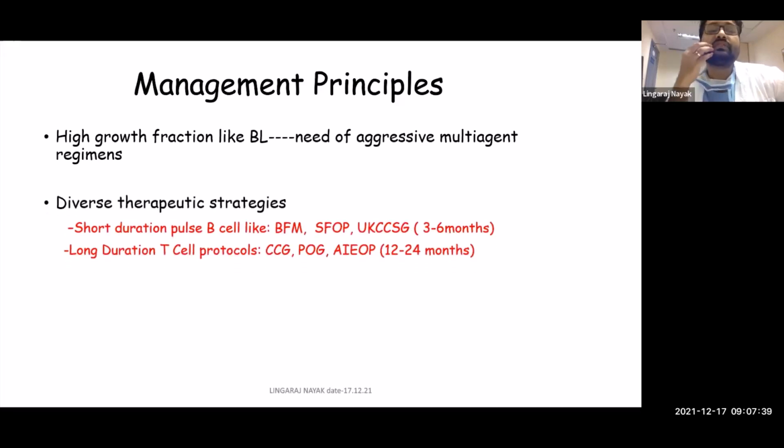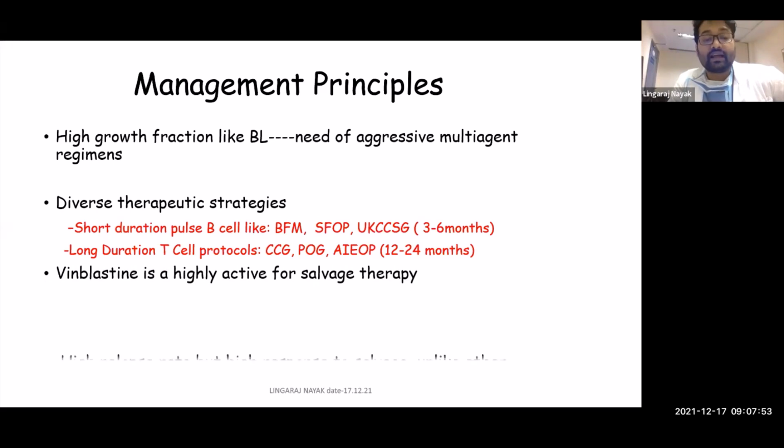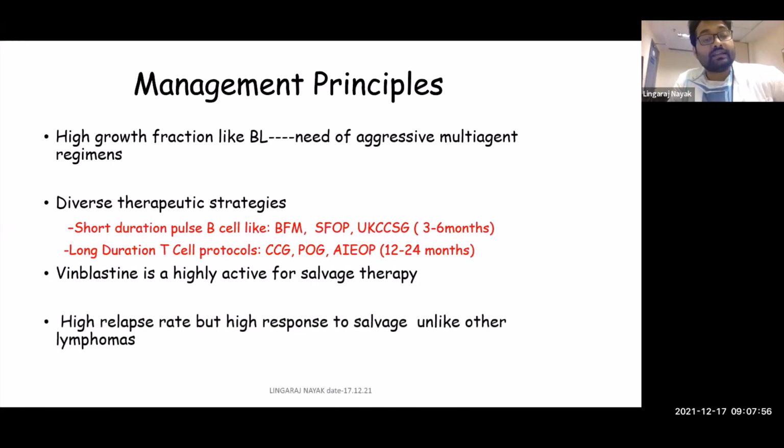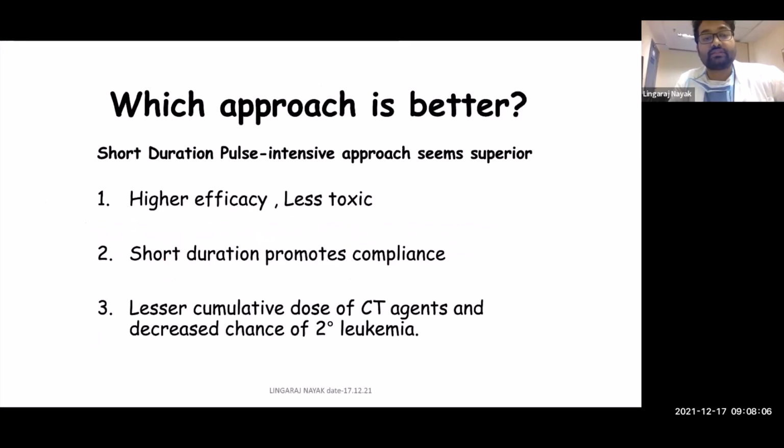So now they have two different therapeutic strategies. One is short duration pulse B-like therapy like the BFM approach, where you treat the patients with a Burkitt kind of regimen. And the second is long duration protocols, the way you treat ALL. Vinblastine is a highly effective drug for salvage. High relapse rate, but high response to even salvage chemotherapy, unlike other lymphomas. That's important to understand. I also alluded previously that even if these patients relapse, they have good response to salvage treatment.